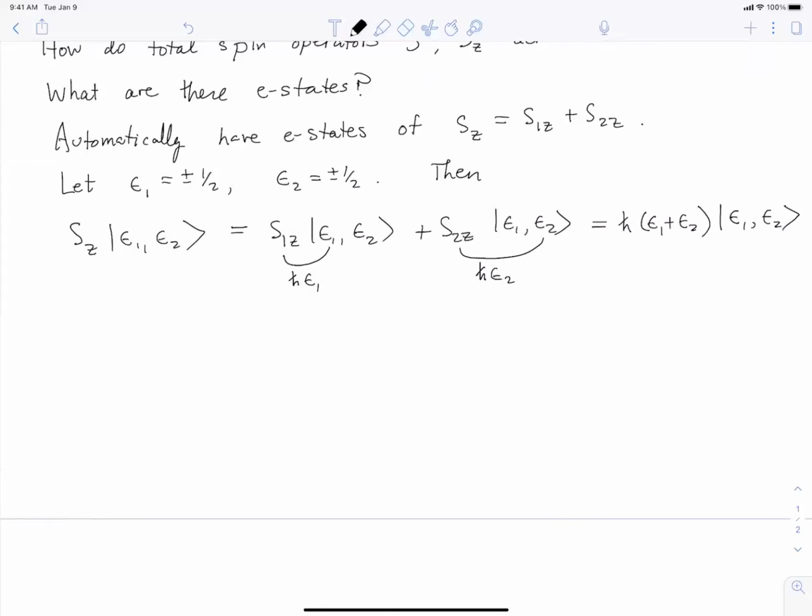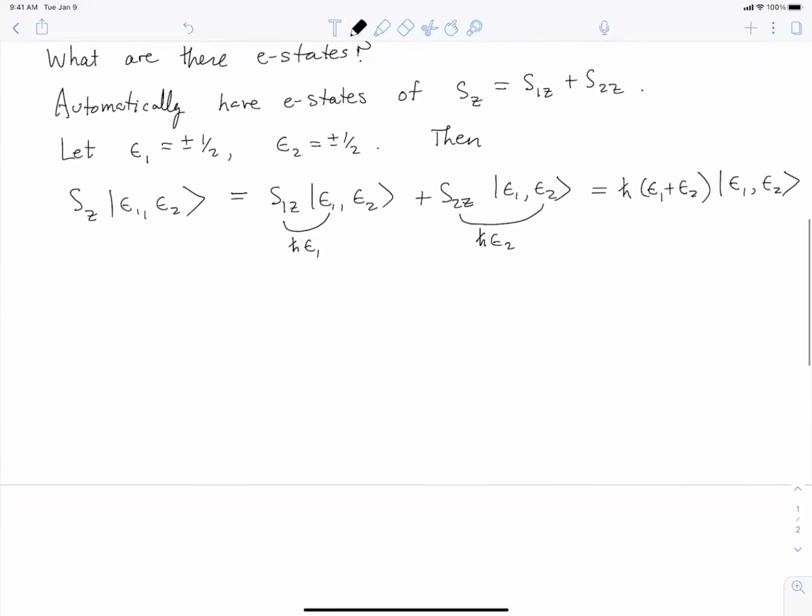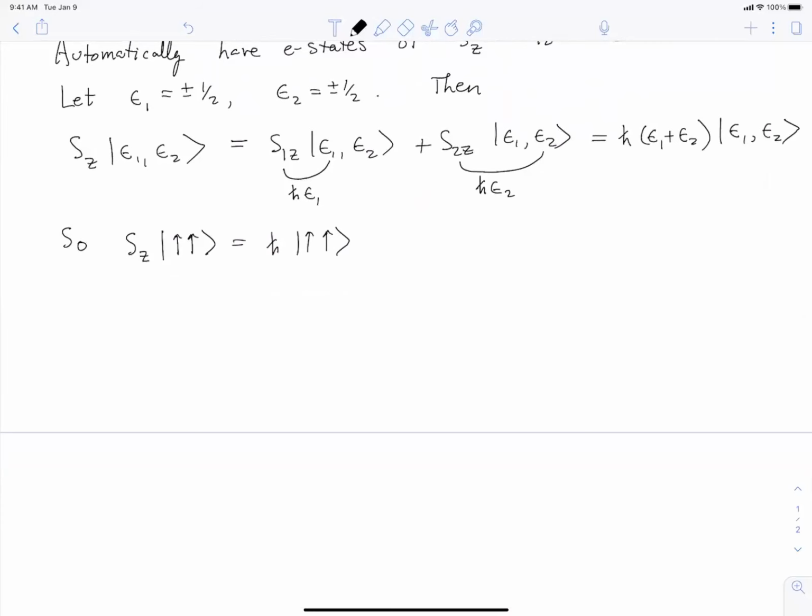Okay, so that means that's the eigenvalue equation. And so we can just plug in the different epsilon 1s and epsilon 2s to get that S sub z acting on the state up arrow, up arrow is h bar times the same state back again. And S sub z acting on the state up arrow, down arrow gives 0 because the up arrow and the down arrow cancel in the eigenvalue. Same thing for S sub z down arrow, up arrow. Those both give 0.